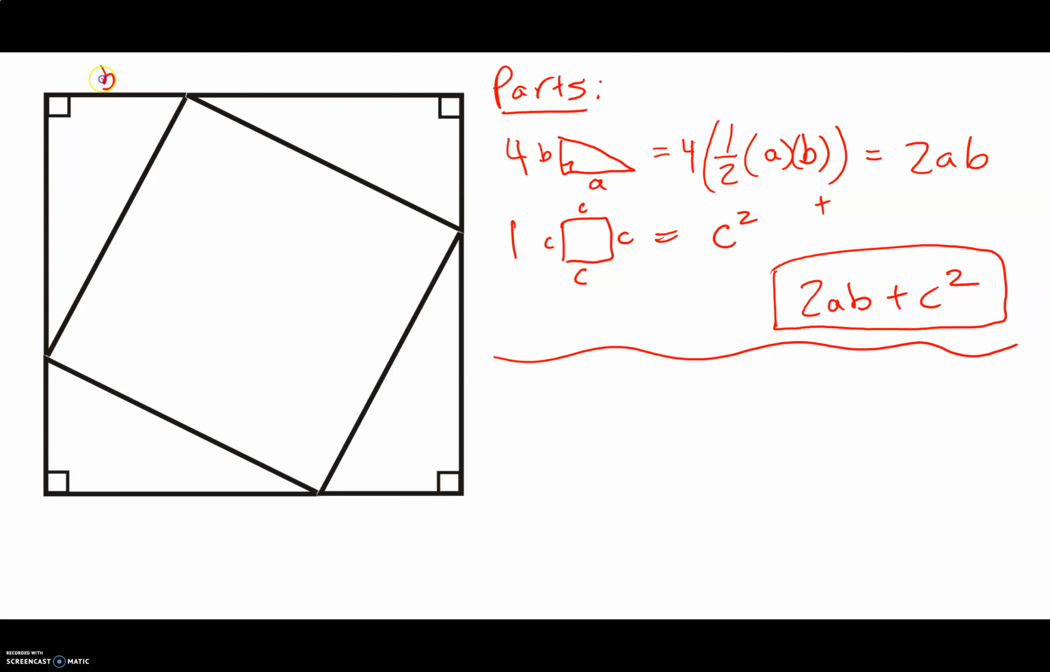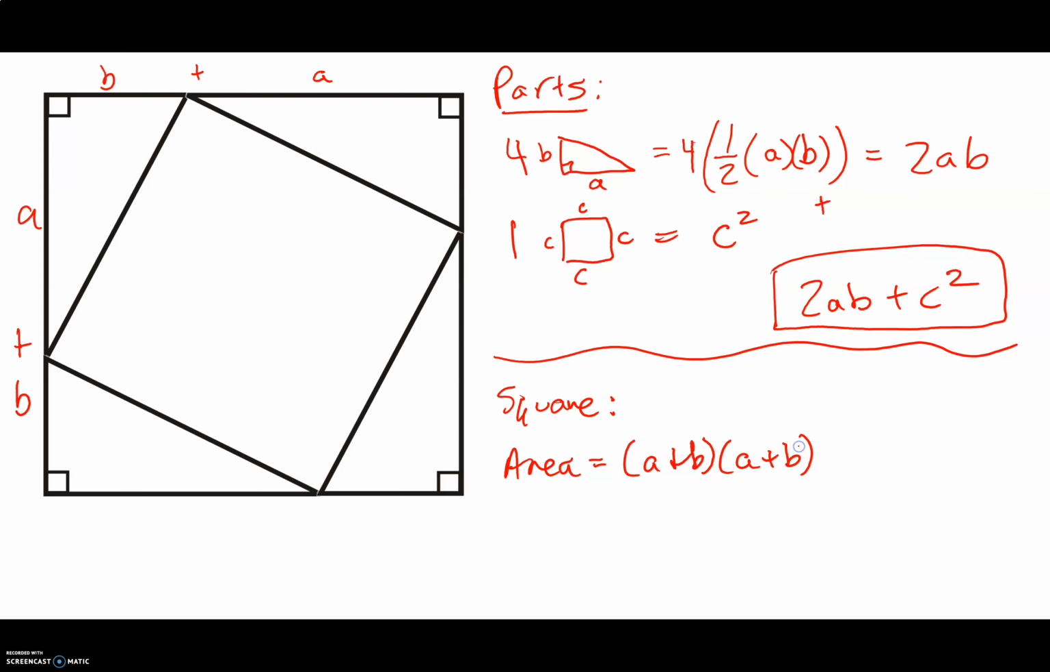Remember that the side length of this square on each side was B plus A or A plus B. And so we know that the area of a square is always whatever the side length is squared, or times itself. So we could do this using the square formula. And so the area would be A plus B times itself.